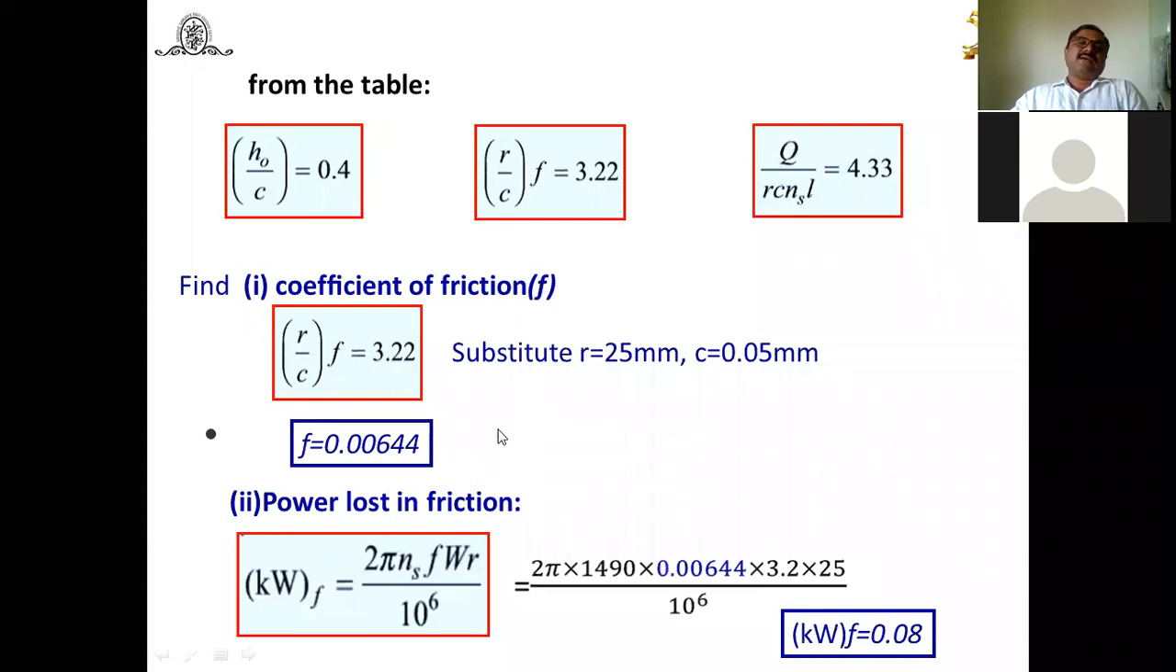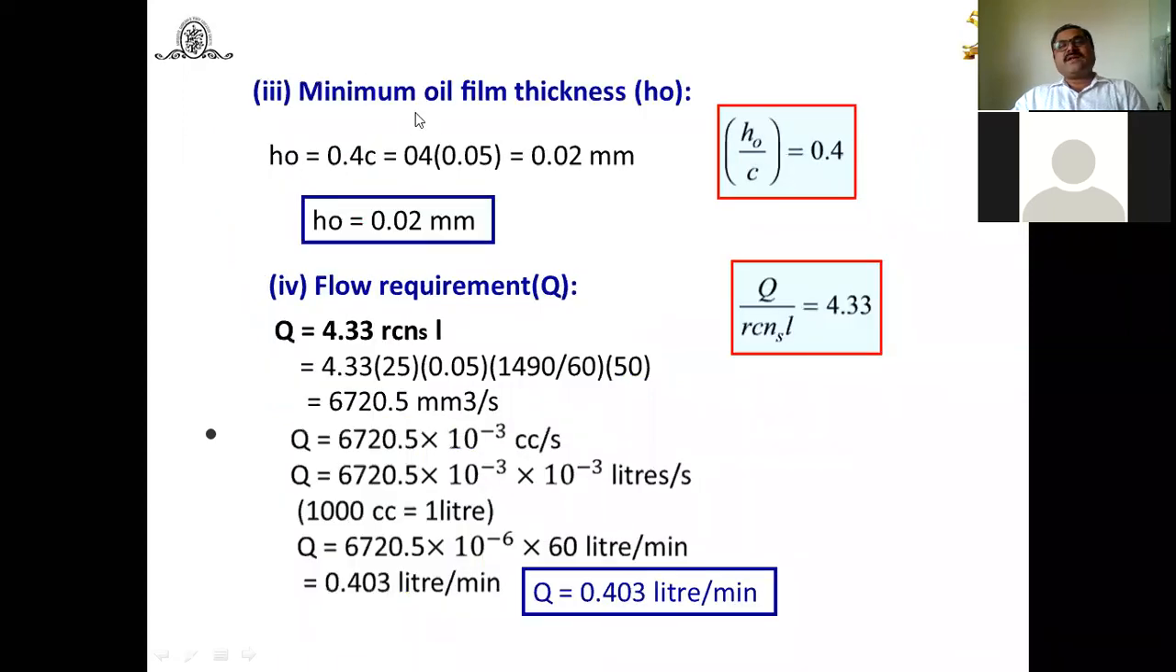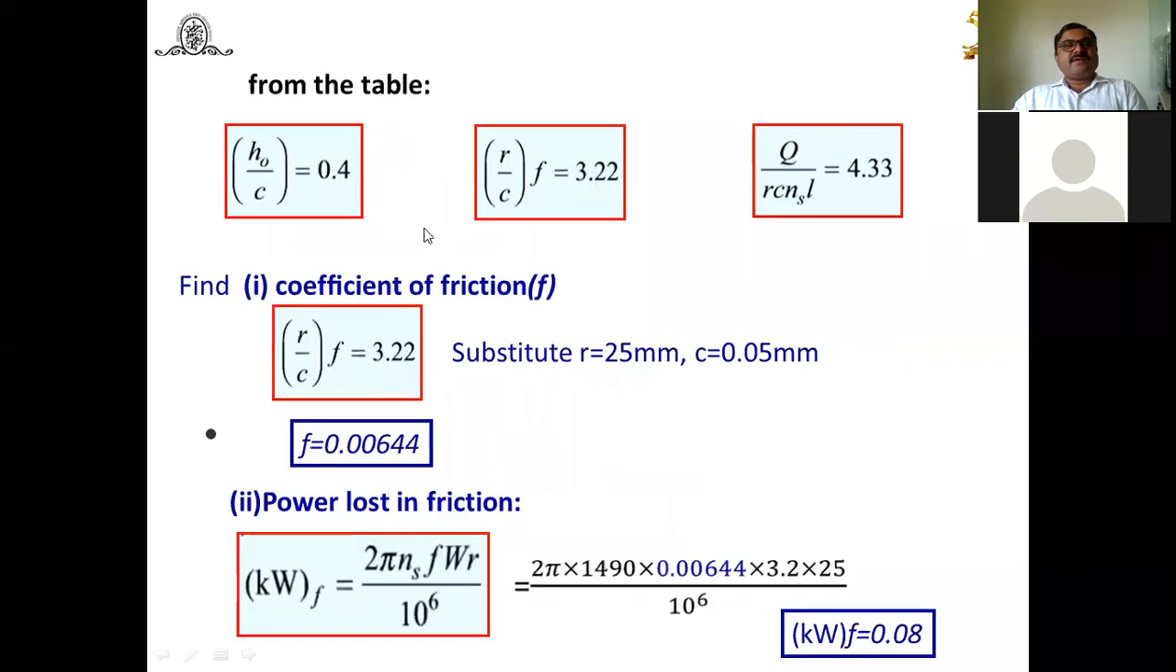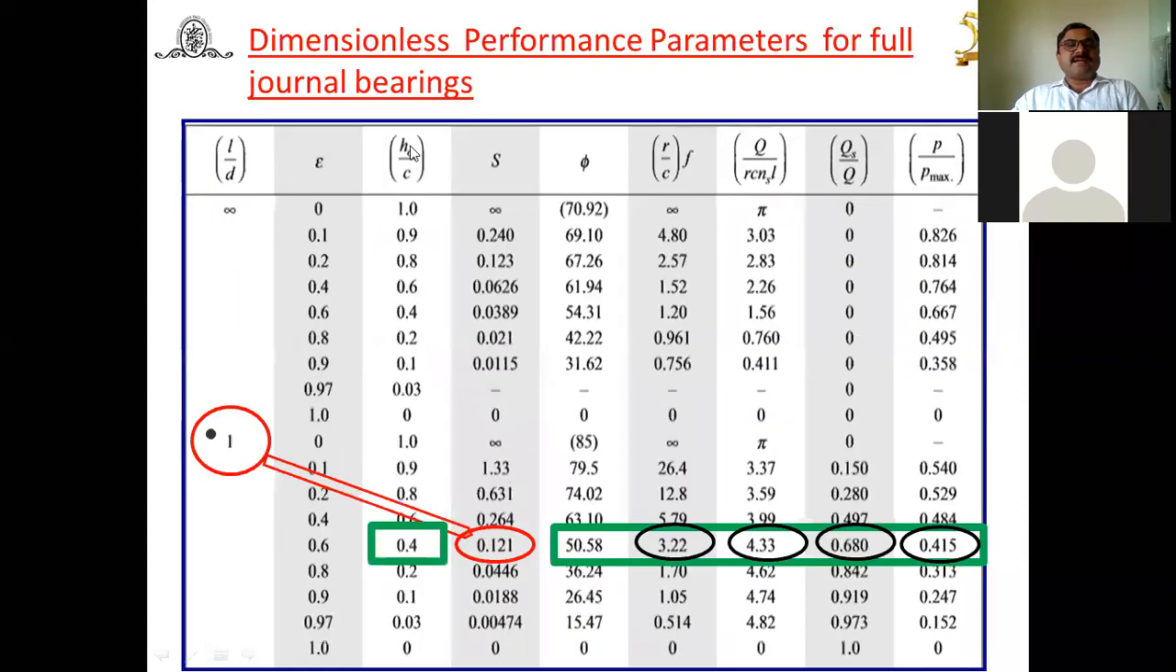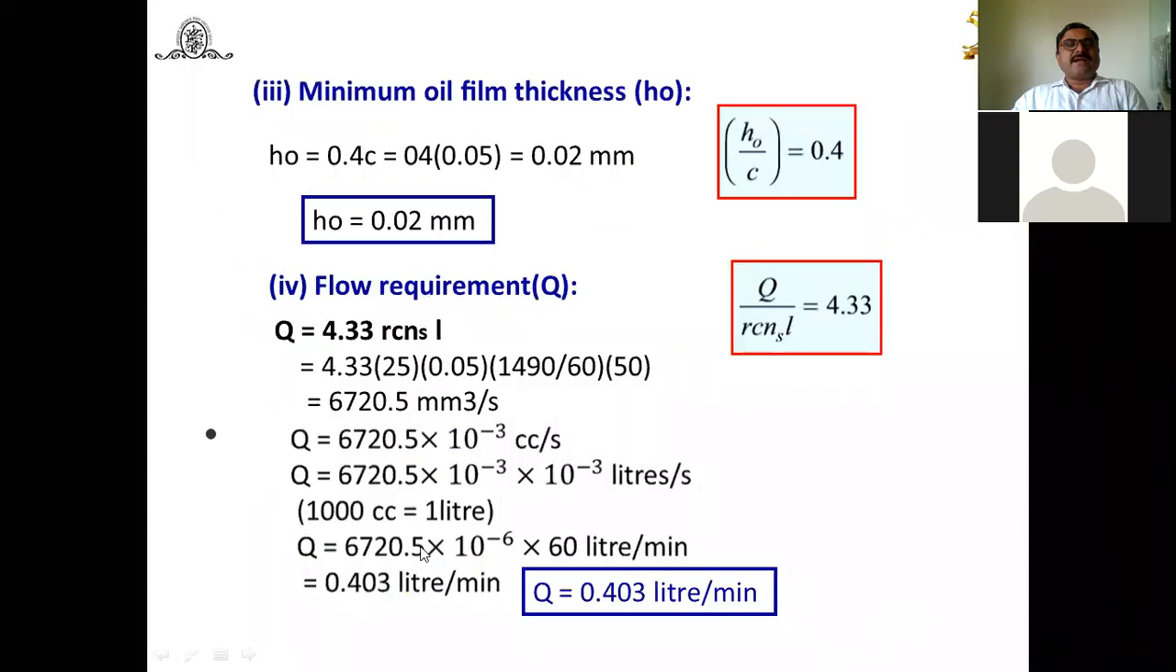It's in kilowatt. The next parameter we have to find out, which is asked in the problem statement, is the minimum oil film thickness H0. Again, here you will find from the table, we have written this variable H0 by C here. H0 by C is equal to 0.4 for the S and L by D. So H0 is equal to 0.4 into C. So what is C? Clearance 0.05, which is given. So you can multiply here, 0.02 mm. The minimum fluid film thickness required for this bearing is 0.02 mm.